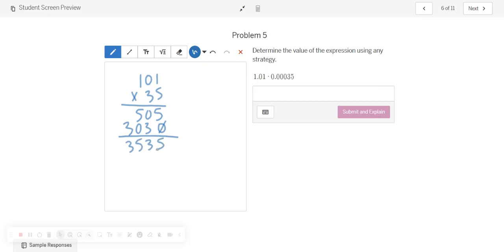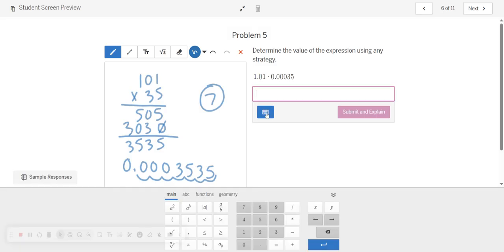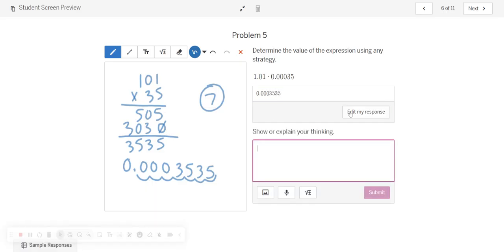But here's the problem. I wrote it way over on the left-hand side, and I'm going to need 1, 2, 3, 4, 5, 6, 7 decimal places. And so in this case, I needed 3535. 1, 2, 3, 4, 5, 6, 7. 0.0 and so 0.0003535. Submit and explain. And then there'd be 7 decimal places.